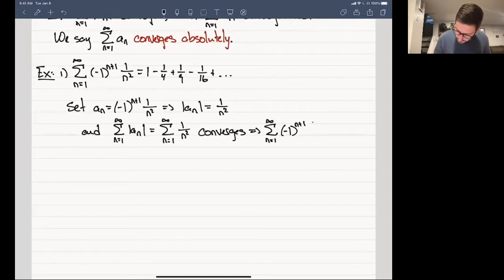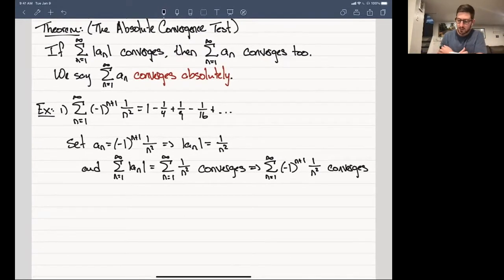which tells us that our original series is absolutely convergent. That is, the absolute value of the terms converges, and therefore, by the absolute convergence test, we know that the series converges as well.